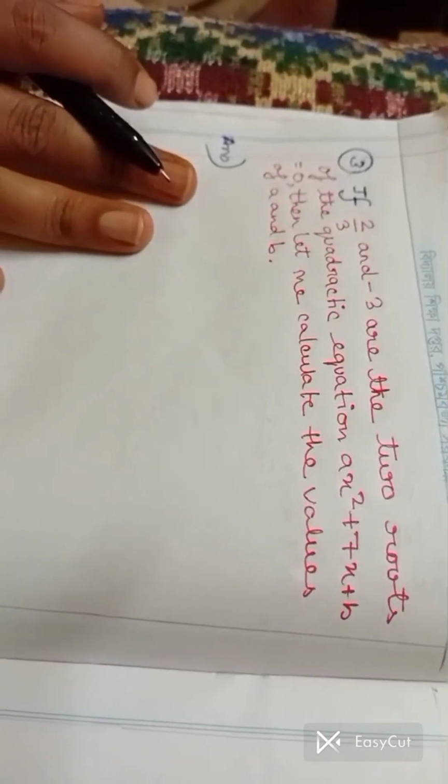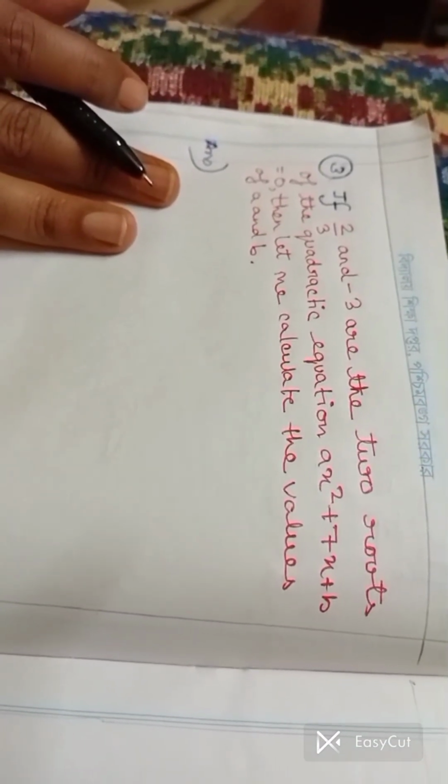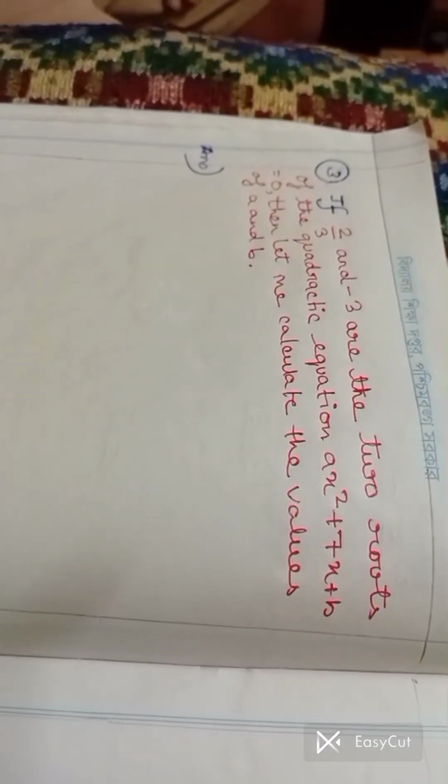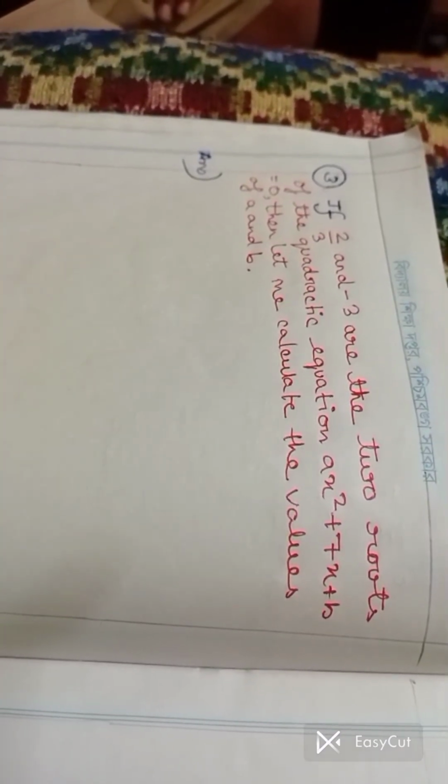Students, we come to the third question of chapter 1, and the first chapter's name is quadratic equations with one variable. In the earlier videos you have seen that I've solved application 1.2 questions number 1 and 2. So we come to the third question. What is the third question?